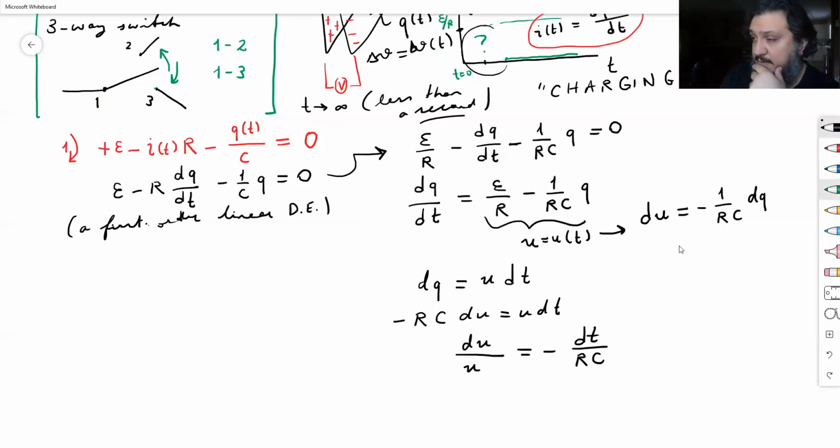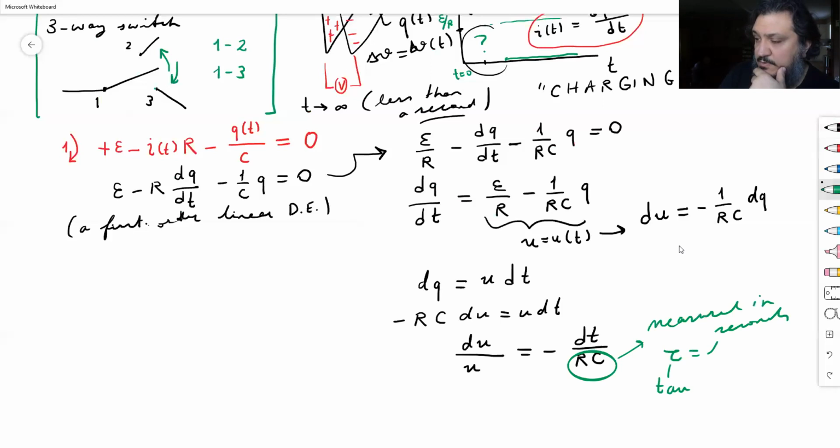Okay, so this thing here, RC, measured in seconds. Actually, we're going to call it the time constant, tau. The Greek letter tau stands for time constant. Or it may have different names. I'm going to call it time constant. Okay. So anyway, let's solve this.